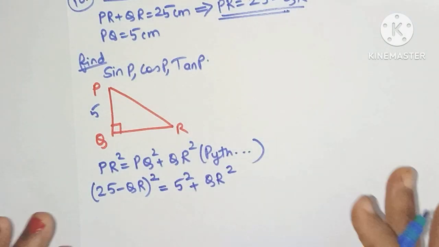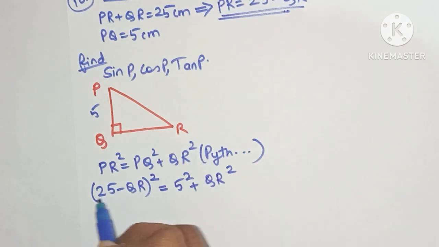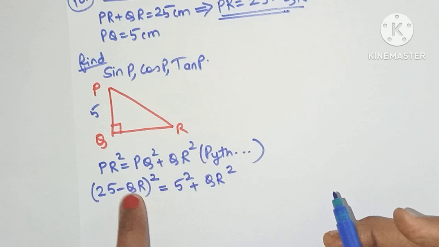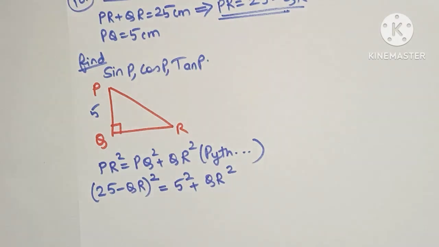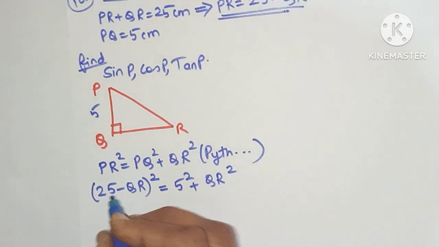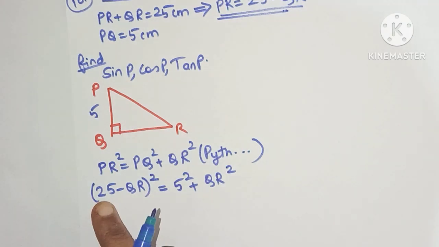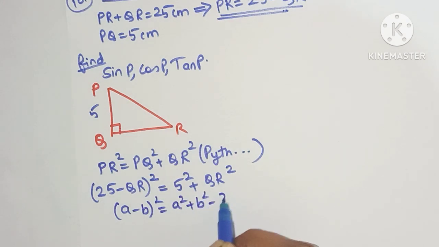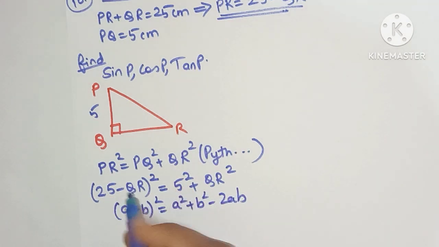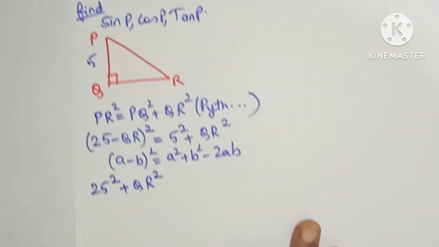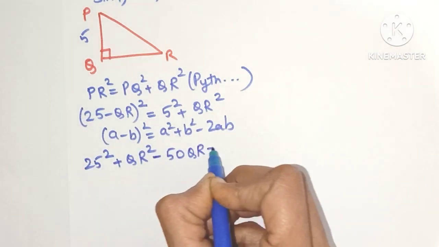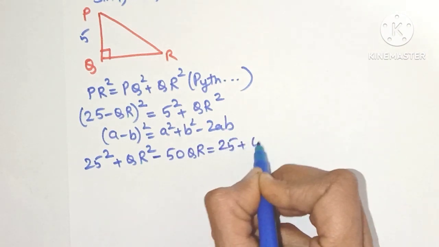So the main idea was, friends, that I reduce this equation to one variable only. The only variable I have here is QR, so it's easy for me to find the value of QR. Now here I apply the identity A minus B the whole square. Do you recall? Let me just write it over here for you. So I use this identity: this is 25 the whole square plus QR square minus 2 into 25, that is 50 QR, equal to 25 plus QR square, friends.